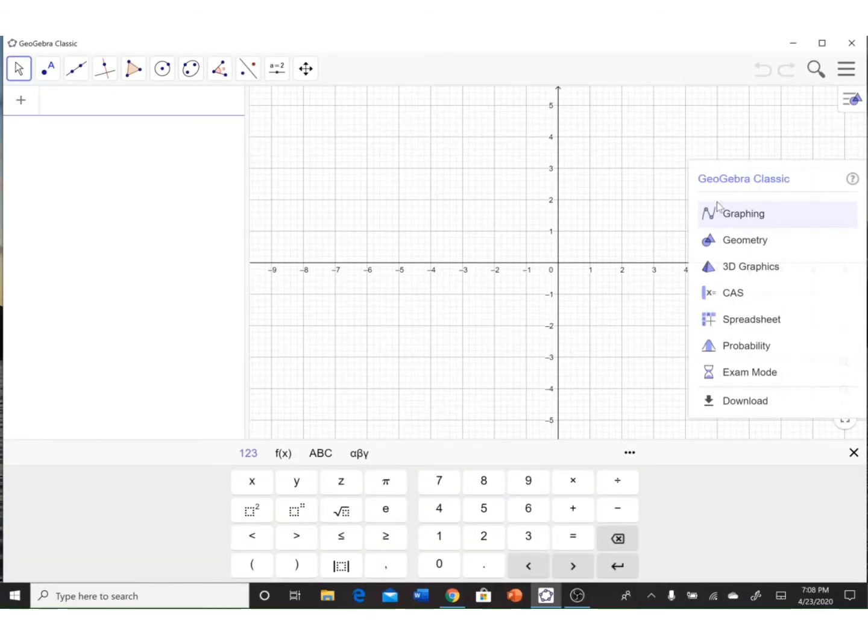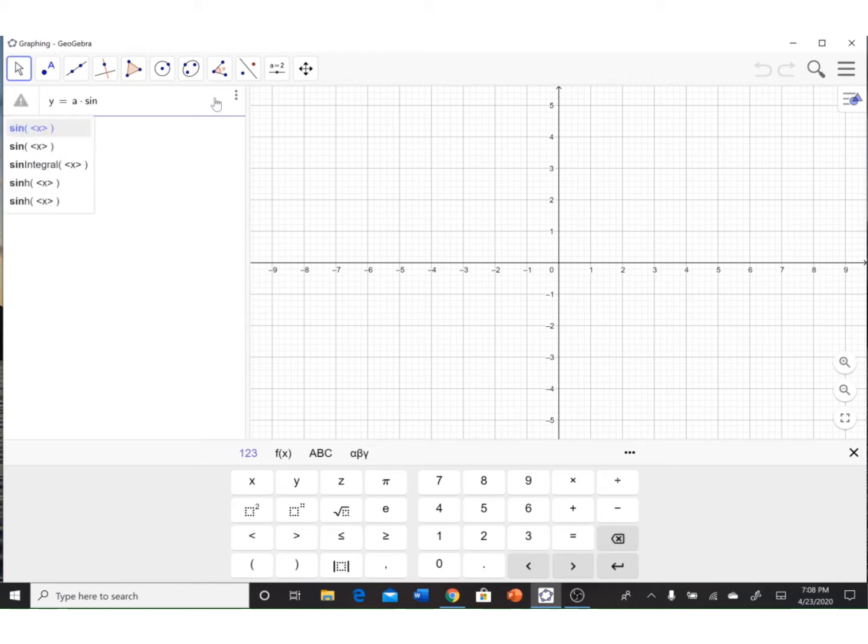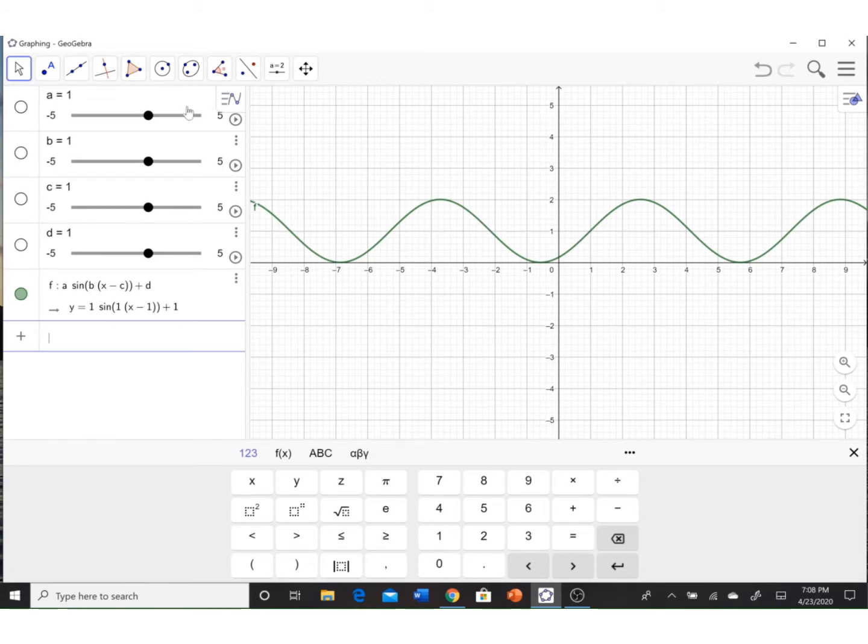First of all, you need to open GeoGebra Classic. Go to Graphing, and then type in y equals a times sine. Don't forget times, because if you don't do that, it's going to assume it's arc sine. Trust me, I've tried it. Times b x minus c, and then use the arrow keys to get out of that. And then plus d.